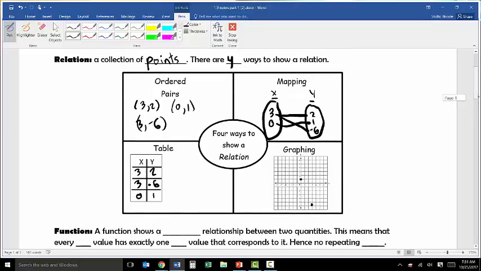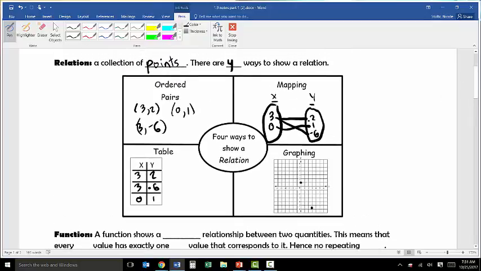So basically in your homework, you're going to have to decide, maybe they'll give you a map and they'll say express these coordinates as a list of ordered pairs. So you have to list the ordered pairs from a map. They might give you ordered pairs and say express this relation as a table. So then you're going to have to construct a table and put your ordered pairs in that. So you just need to make sure that you can go from one thing to another.